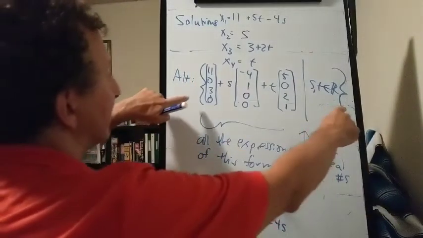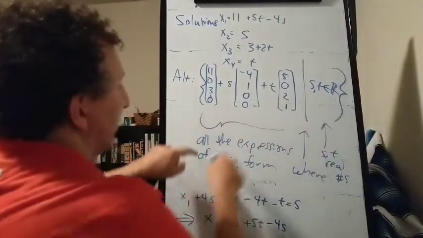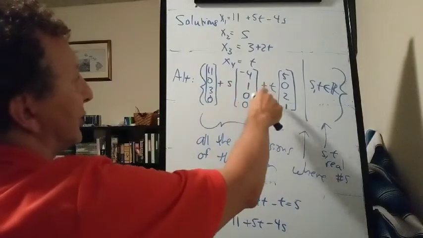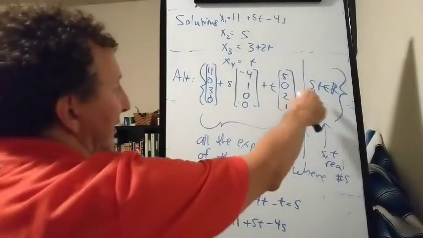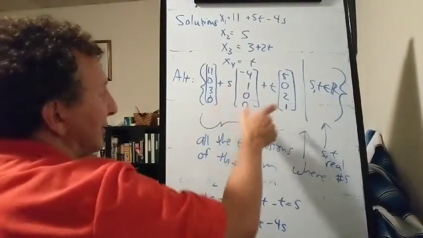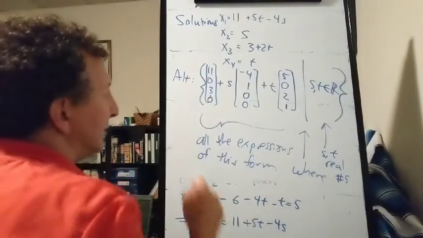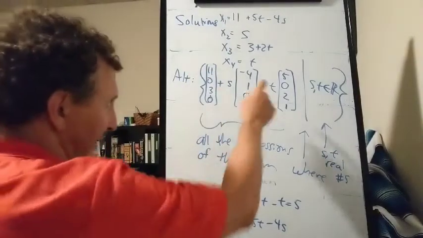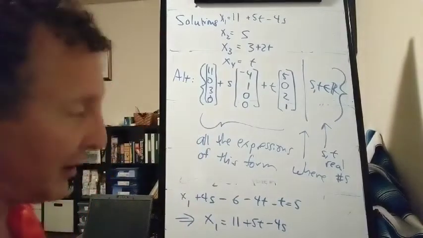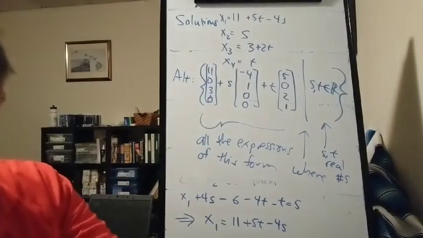So the set of all expressions of this form, this vector plus s times that vector plus t times that vector, where s and t are real numbers. That means we could plug in any real numbers we want for s and t and get different solutions. Now there's infinitely many real numbers we could plug in for s and infinitely many real numbers we could plug in for t, so obviously we're going to get infinitely many possibilities here for the solution.